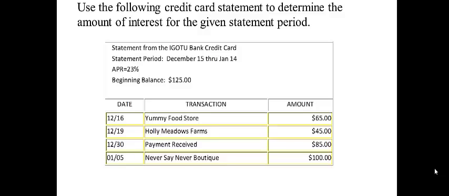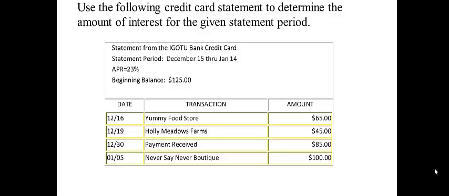In this case, my principal is the beginning balance, what I've already charged to my card. That's my principal, that's my initial investment. Then the interest is what I actually have to pay extra in addition to that original amount put down. So the beginning balance that I have is 125. So use my simple interest formula. I know my APR, my rate, my annual percentage rate is 23%.